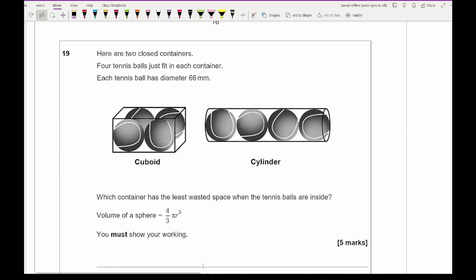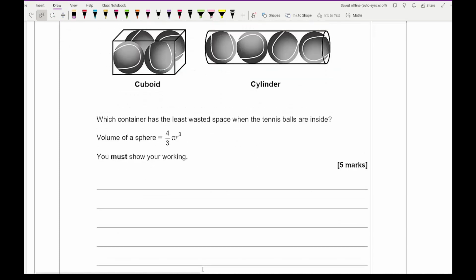Moving on to question 19, it says here are 2 closed containers. 4 tennis balls just fit in each container. Each tennis ball has a diameter of 66 millimeters. Which container has the least wasted space when tennis balls are inside? And it gives us the volume of a sphere, which is 4/3 pi r cubed.